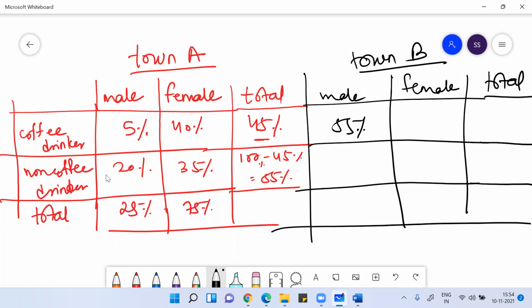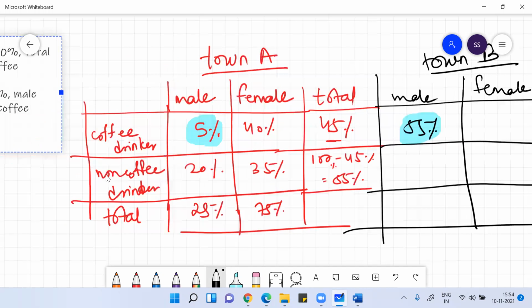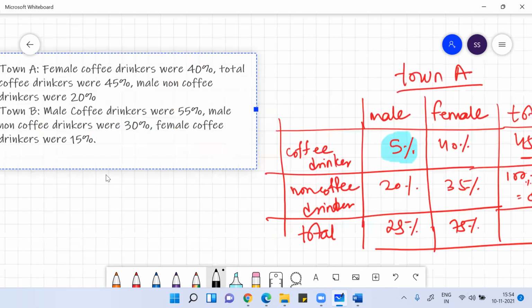If you want answer, you had to compare this and this. So this was actual question. So 5 is to 55 you had to do. Male coffee drinker in town A divide by male coffee drinker in town B. So your answer would be 5 by 55 means 1 is to 11. But if you want to complete this, we can complete this. Otherwise, we got the answer before only.